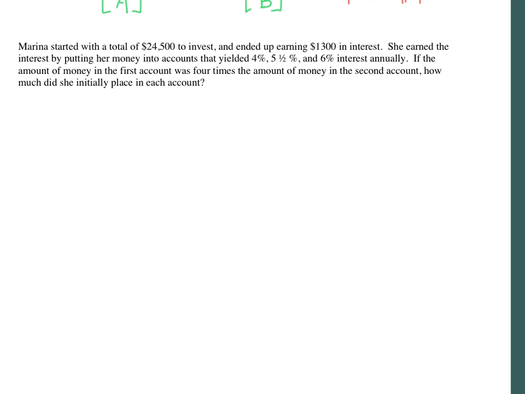All right, we have 3 different accounts going here, and so that's why this is a 3 variable problem. So I'm going to identify x as my first account, y will be my second account, and z will be my third account. And we are going to set up a system for this particular question.